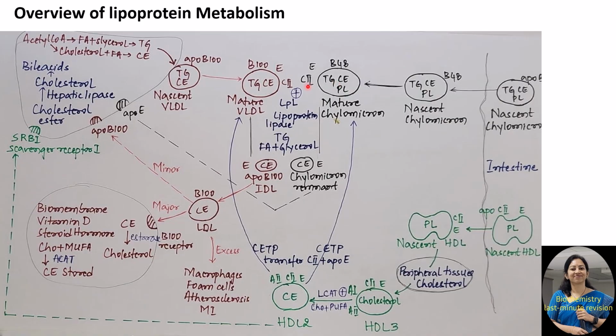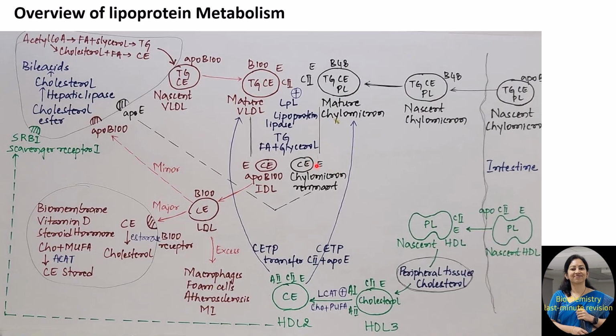In this mature chylomicron, the C2 will activate the lipoprotein lipase present in the endothelial cells of the blood vessels, and this will hydrolyze the exogenous triglyceride carried by chylomicron to fatty acid and glycerol. Glycerol is taken up by the liver, and fatty acids are taken up by the skeletal muscles, wherein they get oxidized and provide energy. After losing the triglycerides, the mature chylomicron gets converted to chylomicron remnant with cholesterol esters in its core, and it now has only ApoE.